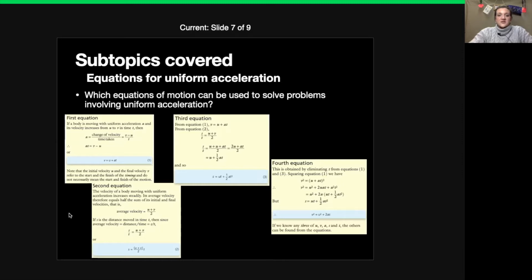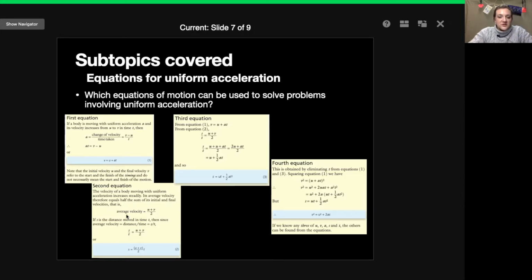So these are the equations that are used for uniform acceleration. Which equations of motion can be used to solve problems involving uniform acceleration? So acceleration is a, the change of velocity is v final minus v initial, or vi, and the total time it takes to travel that distance. So it will also be time final minus time initial. And this will then give you your first equation.